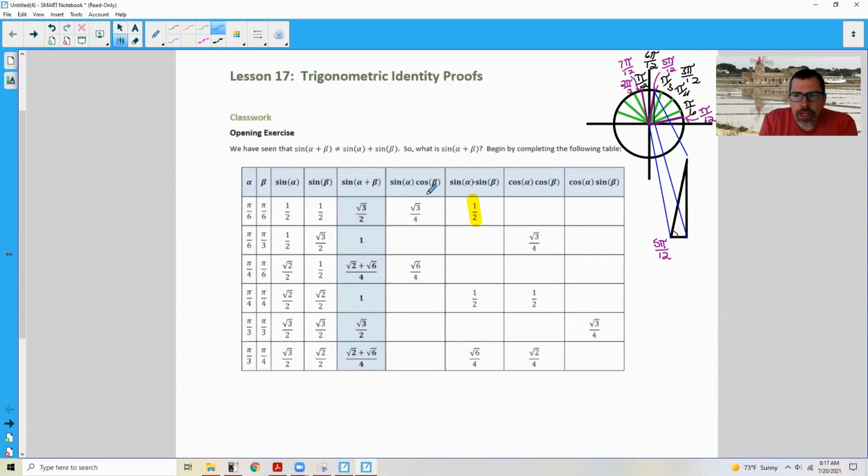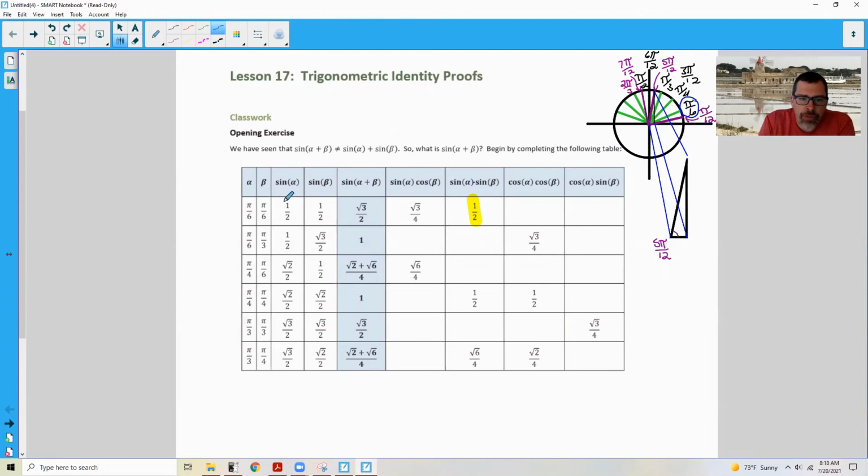So here's alpha, it's pi over 6. So we're talking about this angle right here, this green one here. If you drew a right triangle, it'd be right there. I don't want to clutter this up. So to get to pi over 6, you have to go over a half and up the square root of 3 over 2. So the sine of alpha, the sine of pi over 6, is 1/2.